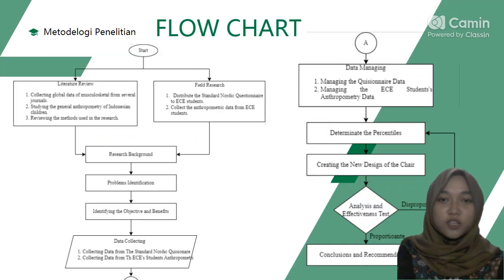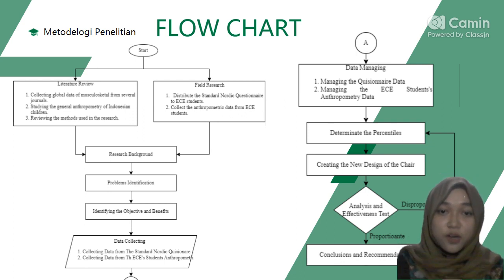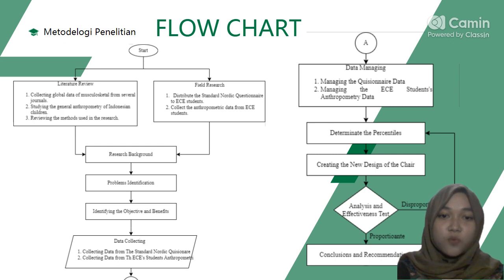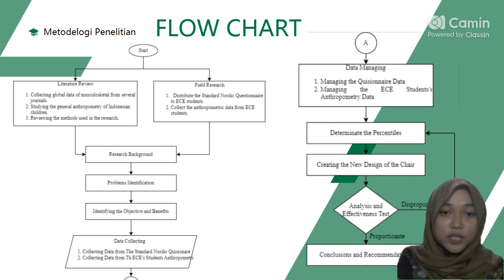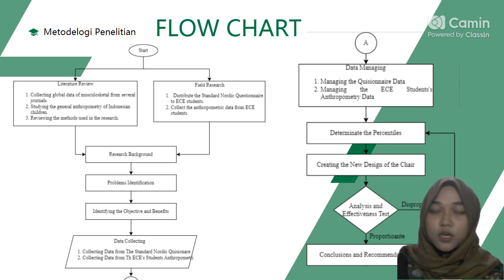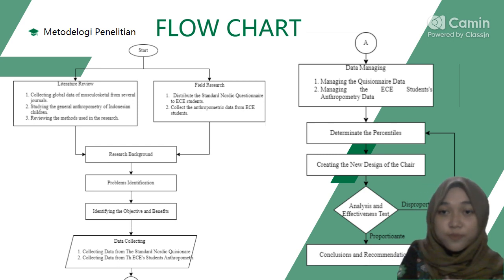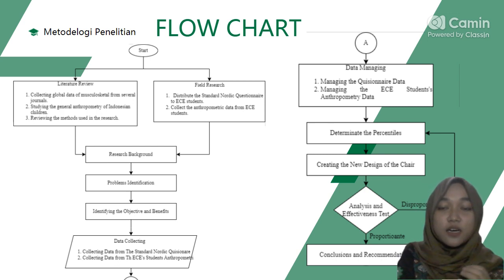And here is the flowchart of the research. From the first step, we collect data from the literature review and field research. After that, we make the research background and problem identification. Then we collect the real data from the SNQ and anthropometry from the students. Then we process the data to get the percentiles, and we determine the percentiles. They are used to create the new design of the chair.